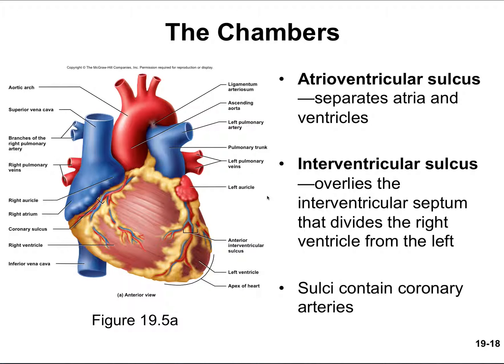Some important parts of the heart anatomy to know is the atrioventricular sulcus, which separates the atria and the ventricles. So it separates the top and the bottom. And the intraventricular sulcus overlies the intraventricular septum, and it divides the right ventricle from the left. And the sulci contain coronary arteries.